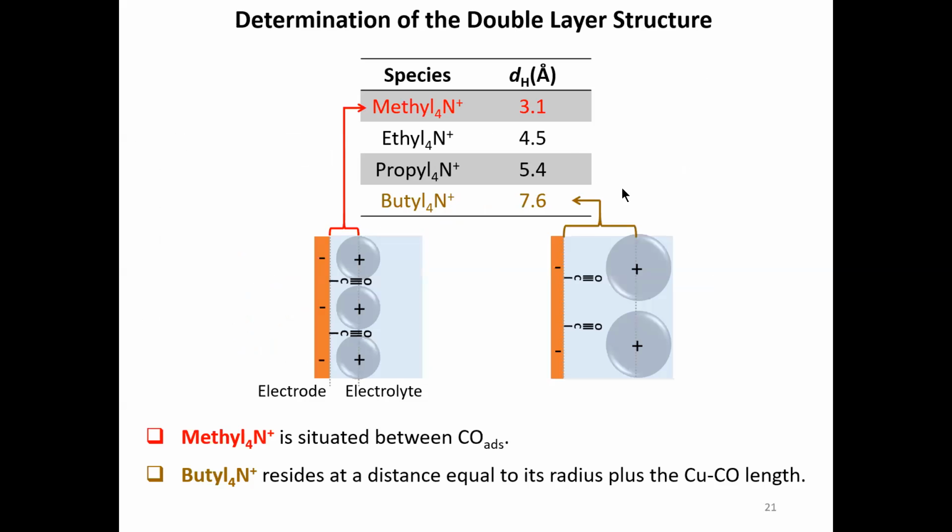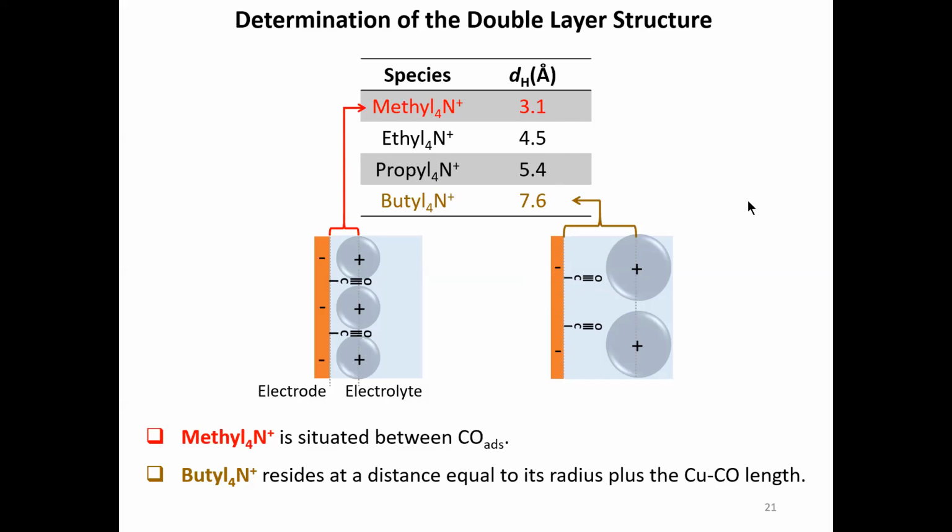And if we do so, we find that the tetramethylammonium is situated at a distance approximately equal to its ionic radius from the surface, whereas tetrabutylammonium is situated at a distance that is approximately equal to the length of a surface adsorbed CO molecule plus the ionic radius of the tetrabutylammonium ion.